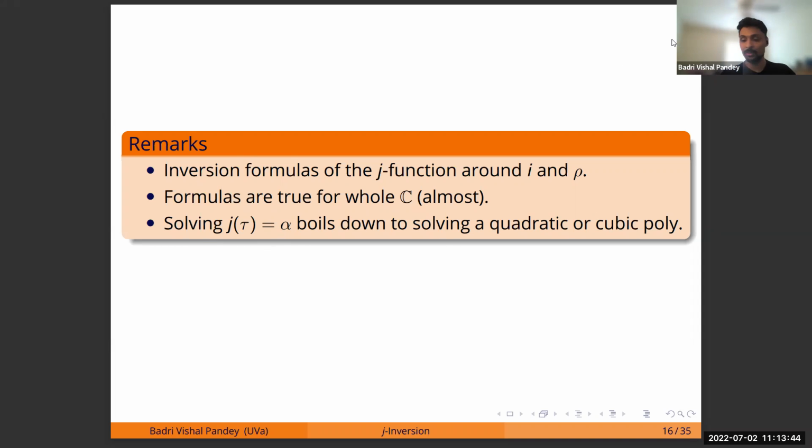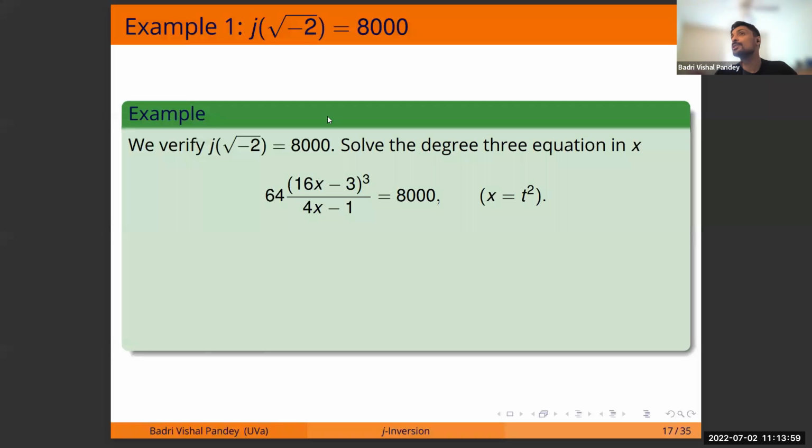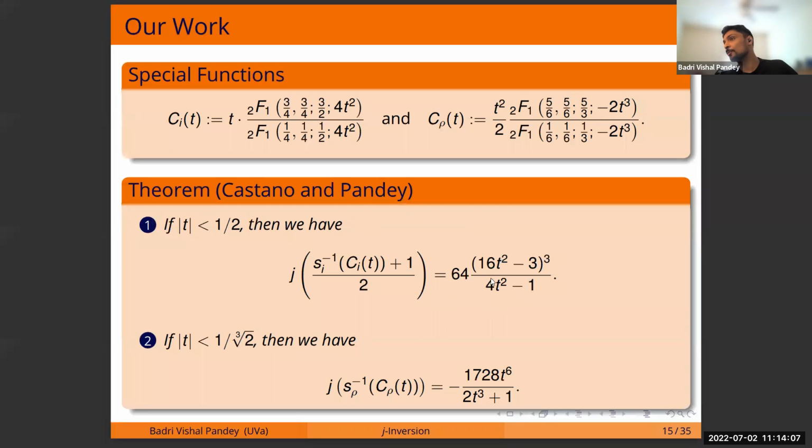So I'll present two examples. The first one is a very well-known fact, which we'll confirm, about the values of the J function at very special points. So J, when evaluated at square root of -2, is equal to 8,000. And we'll verify that. Okay. So we are going to use the first formula, I guess. So let me just go back here. We are using this formula. So what we want is to find a t such that when you put t here, the right-hand side becomes 8,000, right?